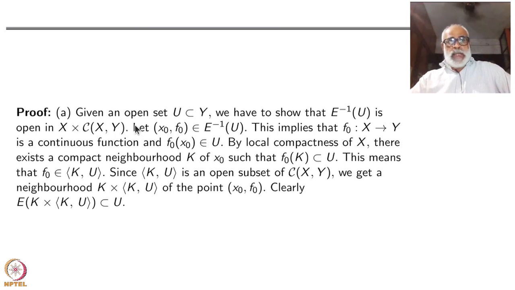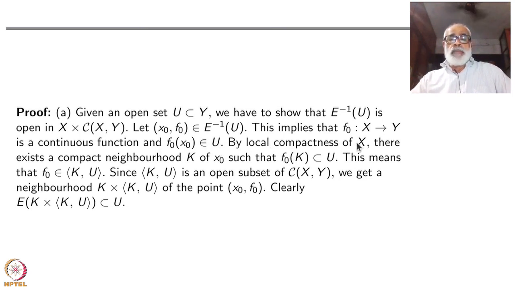Okay, so first A, I want to prove that the evaluation map E itself is continuous. Given an open set U in Y, we must show that E inverse of U is open in X cross C(X,Y). So take a point here, (x0, f0), belonging to E inverse of U. What is the meaning of it belonging to E inverse of U? This implies that f0 from X to Y is a continuous function and f0 of x0 is inside U. Right? E of (x0, f0) belongs to U.